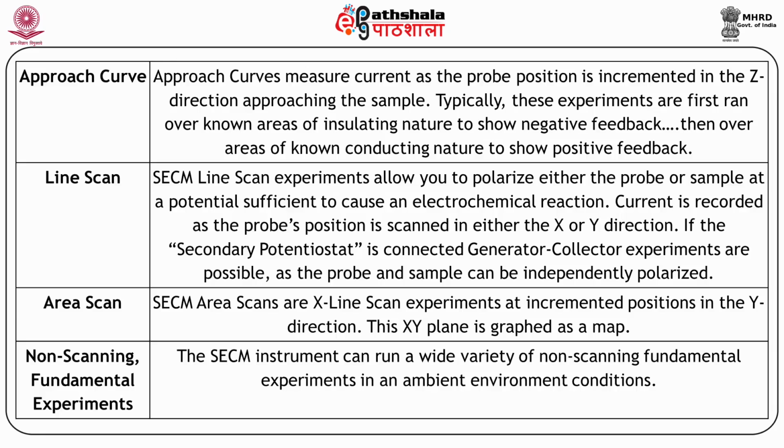Line scan. SECM line scan experiments allow you to polarize either the probe or sample at a potential sufficient to cause an electrochemical reaction. Current is recorded as the probe's position is scanned in either the x or y direction. If the secondary potentiostat is connected, generator collector experiments are possible as the probe and sample can be independently polarized.